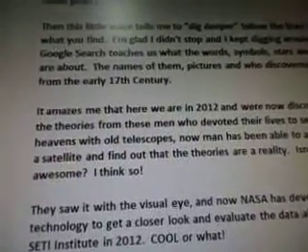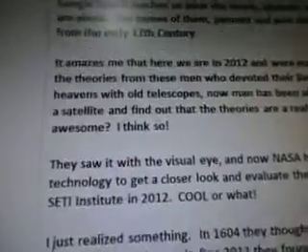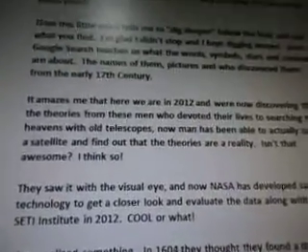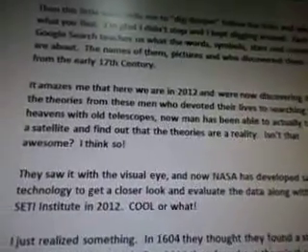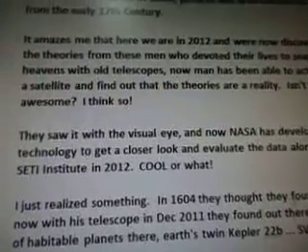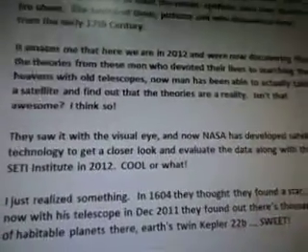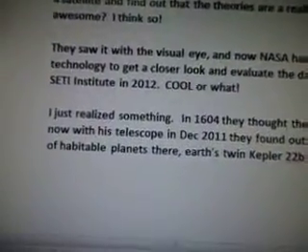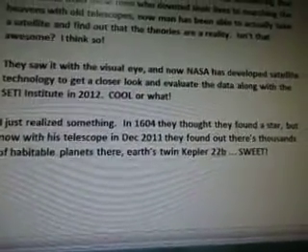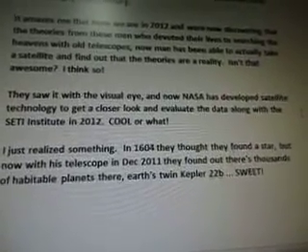Each Google search teaches us what the words, symbols, stars, and comets are about: the names of them, pictures, and who discovered them from the early 17th century. It amazes me that we are here in 2012 and we are now discovering that the theories from these men who devoted their lives to searching the heavens with old telescopes, and now I found out I was wrong about that. They actually didn't have telescopes. They just used their eyes. Now man has been able to actually take a satellite and find out that the theories are a reality. Isn't that awesome? I think so. They saw it with the visual eye, and now NASA has developed satellite technology to get a closer look and evaluate the data along with the SETI Institute in 2012.